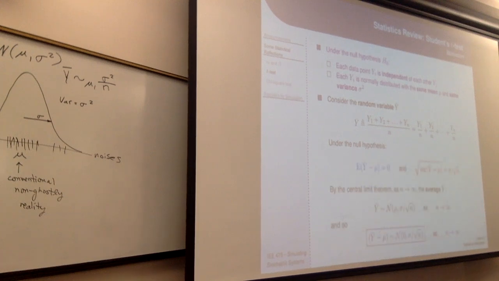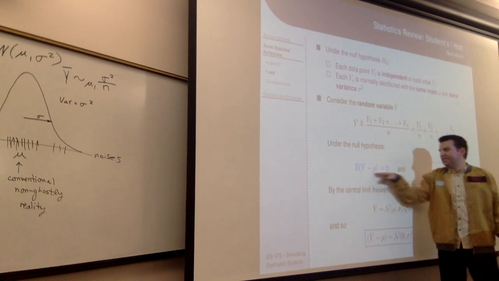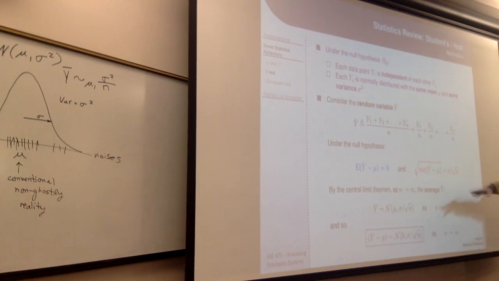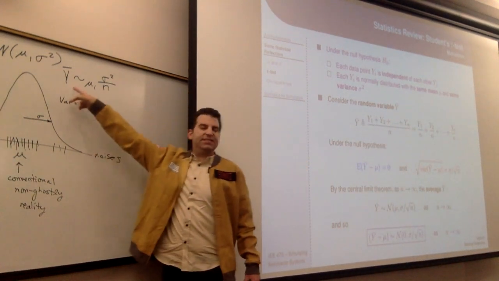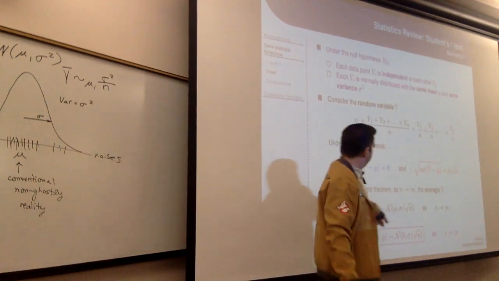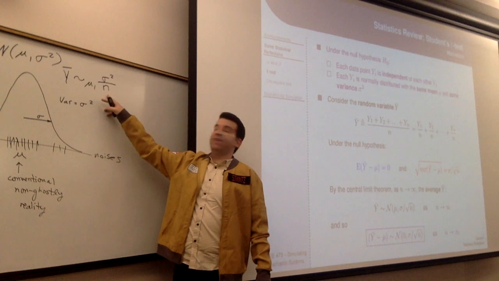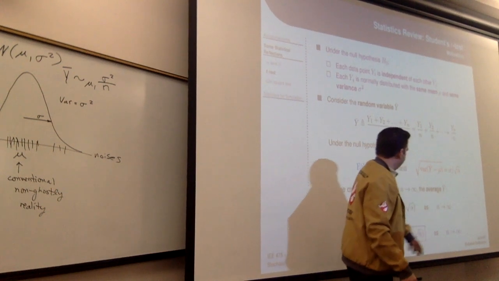All right, so what can I do with that? Well, I said that under the null hypothesis, I've got this fact, and I've got this fact. And so by the central limit theorem, this estimator y bar, which is just a sum, will converge to a normal distribution that has this mean and this variance. And so that's all that I'm saying here, this mean, this standard deviation.